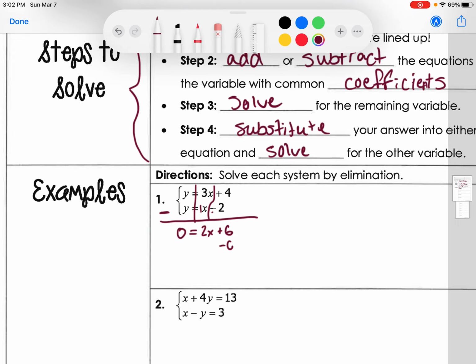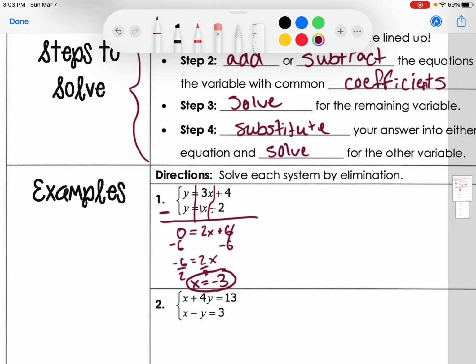So now we're left with 0 equals 2x plus 6. Now we'll want to solve that, so I'm going to subtract 6 from both sides, and I will be left with negative 6 equals 2x. Divide by 2, divide by 2, and I know x equals negative 3.